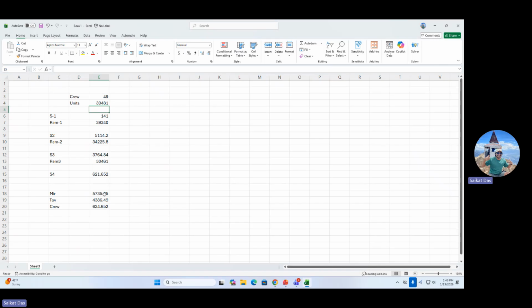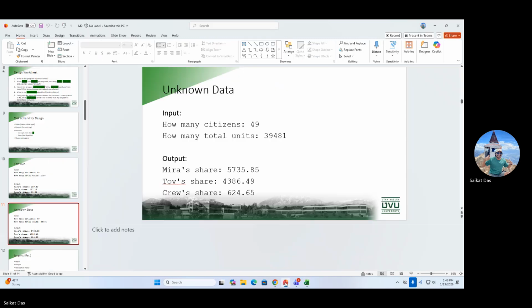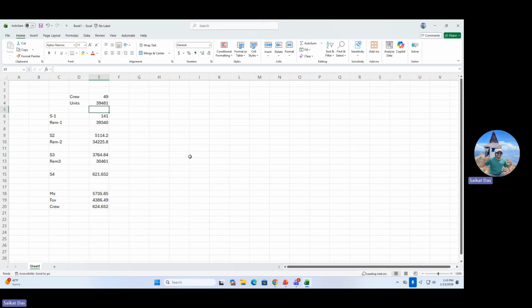37, 5735, 4386. That means it's good. This is our test case. We can generate the test cases from those Excel files. I can share this Excel file with you so that you can generate the test cases.